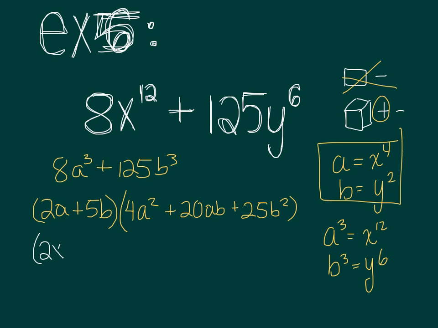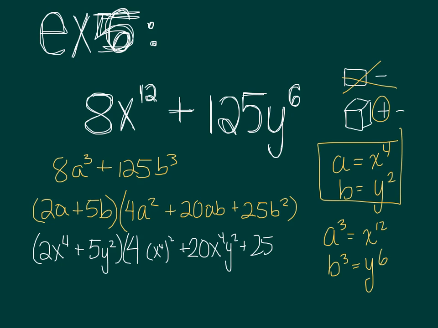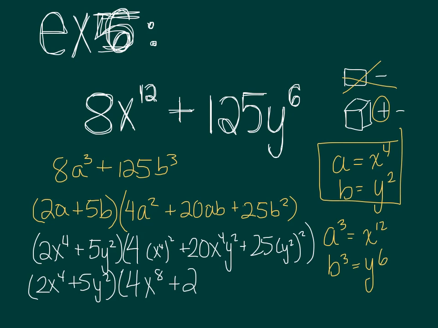So I'll have 2x to the fourth plus 5y squared times 4. Now I have x to the fourth squared, and I'll simplify that later, plus 20x to the fourth y squared plus 25y squared squared. And I'll simplify that now. So 2x to the fourth plus 5y squared times 4x to the eighth plus 20x to the fourth y squared plus 25y to the fourth. And that was a nasty problem, but I hope it helped.